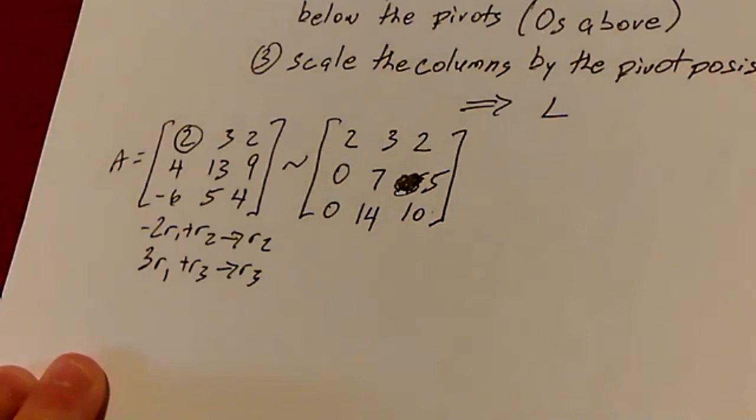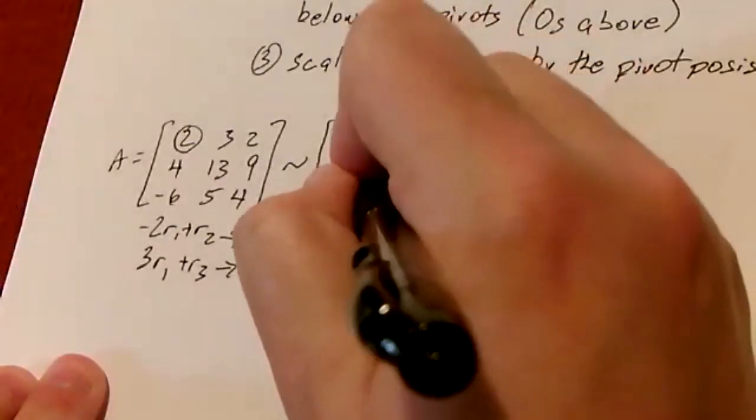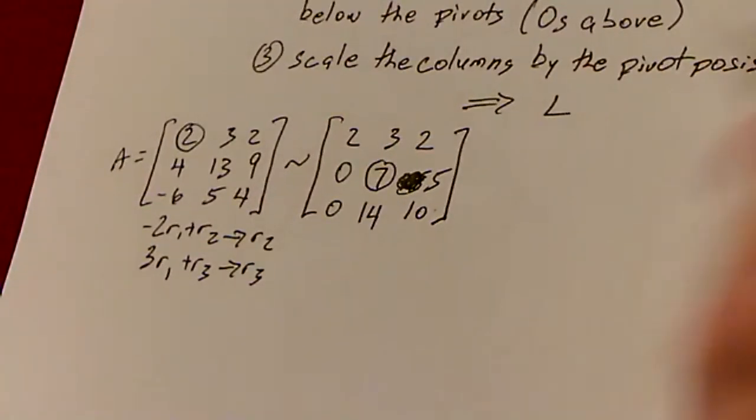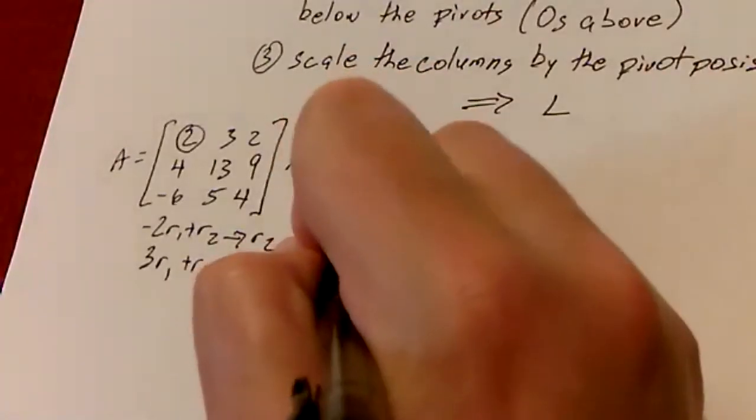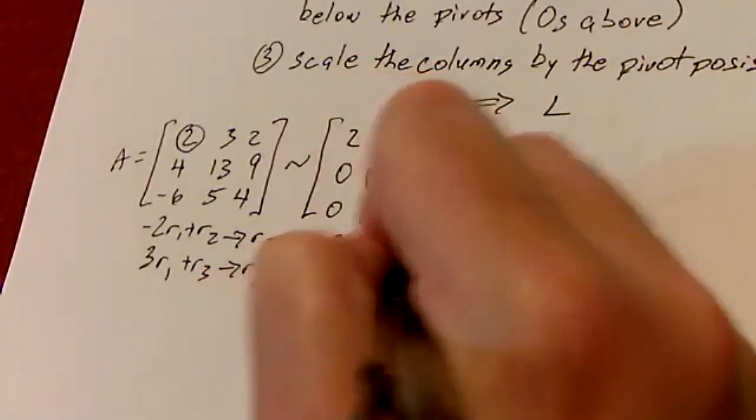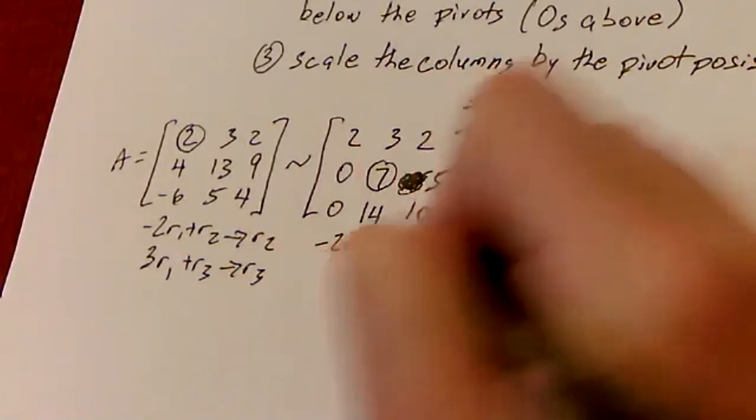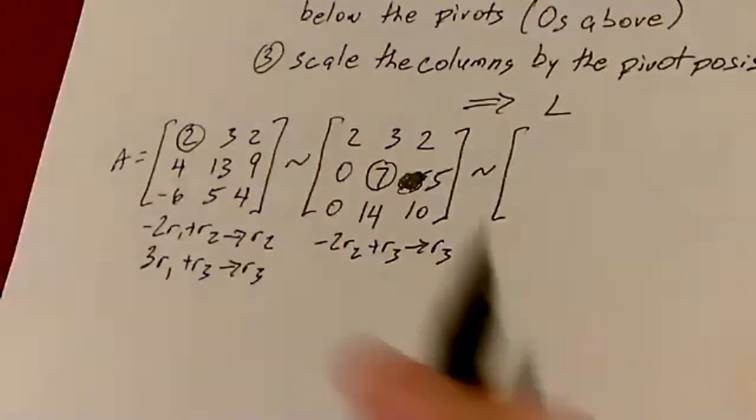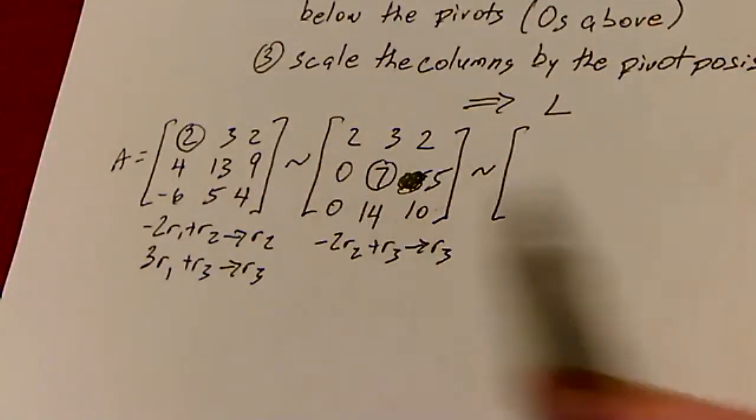So here was my first pivot. I'm going to go ahead and circle it so I remember where they were. Now I've identified my second pivot. So now we're going to go below that. So -2, row 2. Add that to row 3. That's going to replace row 3. And actually, that's going to kill off both numbers here in the third row.